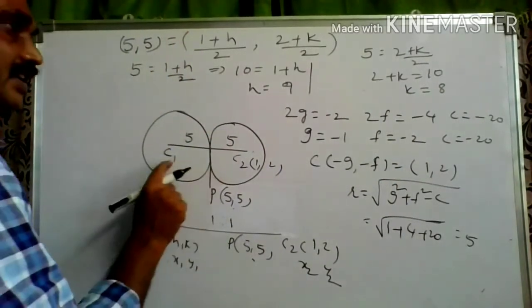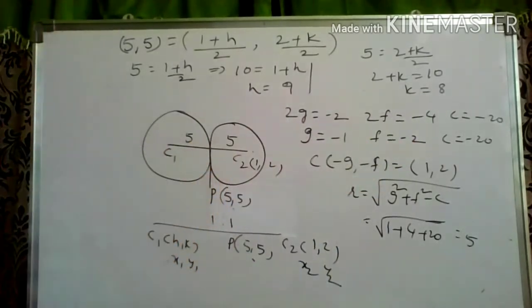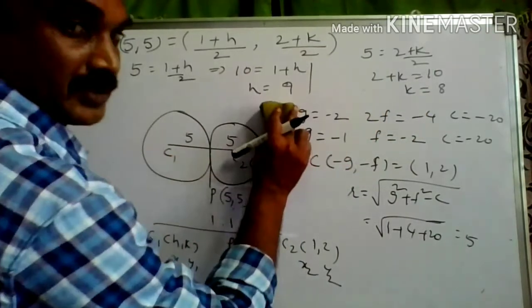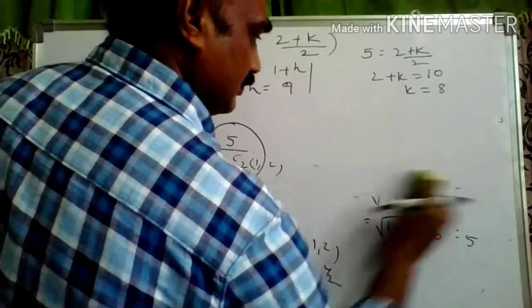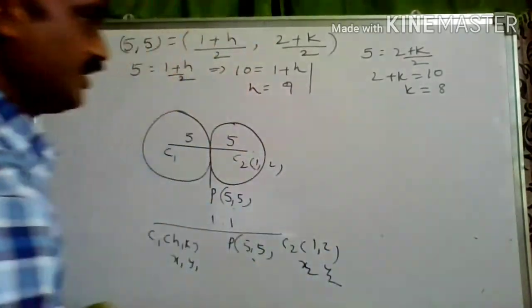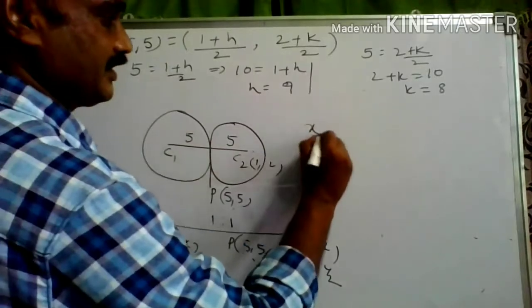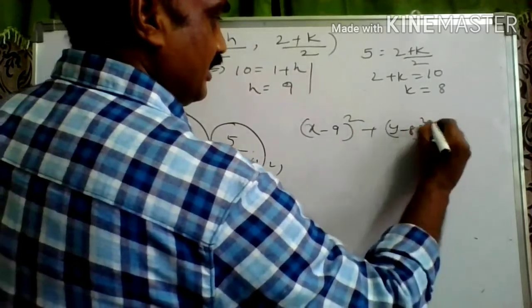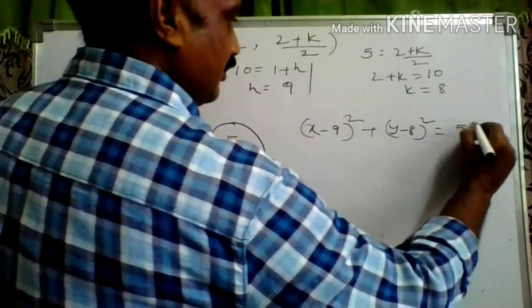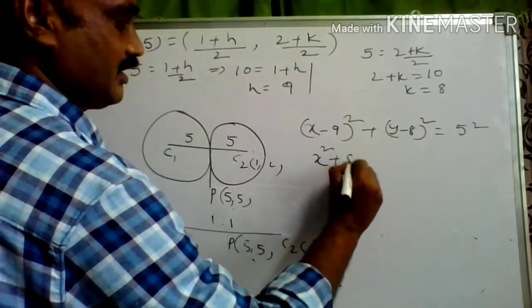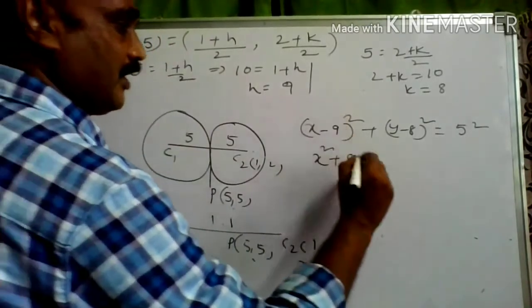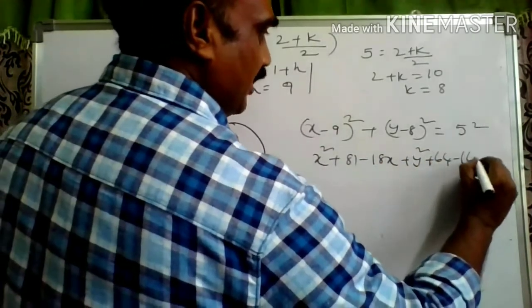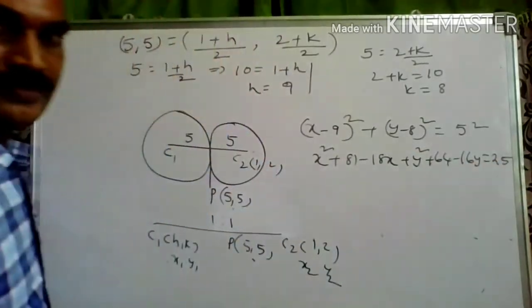So center of first circle is 9 comma 8. Radius is 5. Circle equation: x minus h whole square plus y minus k whole square is equal to r square. Here r is 5, 5 square. x minus 9 whole square: x square plus 81 minus 18x. y minus 8 whole square: y square plus 64 minus 16y is equal to 25.